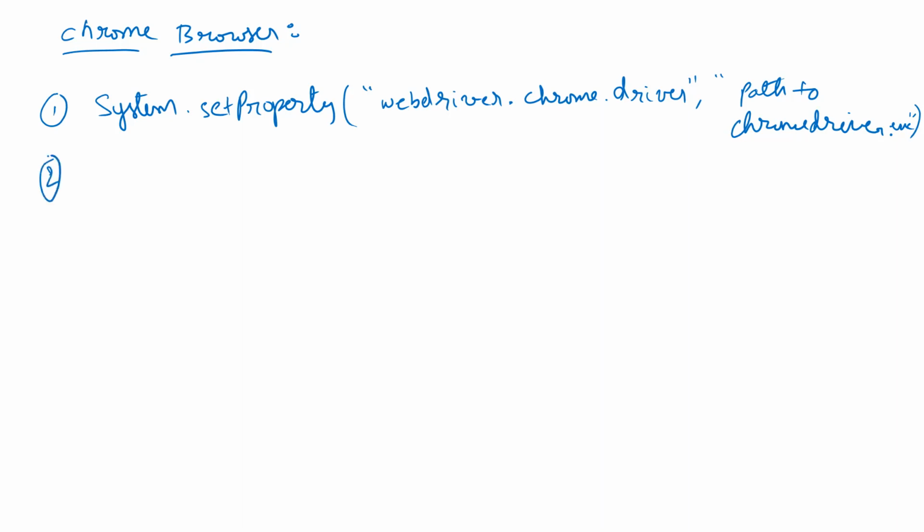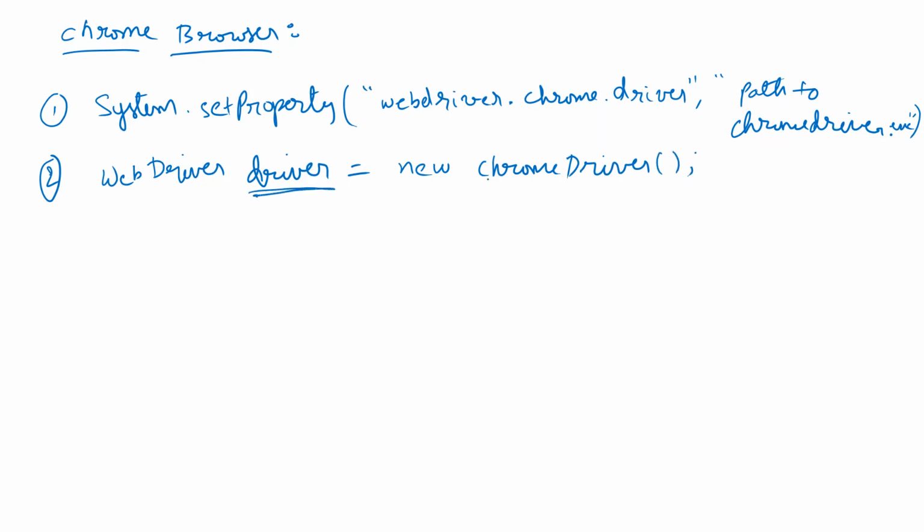The second thing we have done is we have created an object of the Chrome driver, which is WebDriver driver equals new ChromeDriver. So we have created an object for the Chrome driver, and then we used the get method to open the web page google.com in the Chrome browser. So this is for Chrome browser.